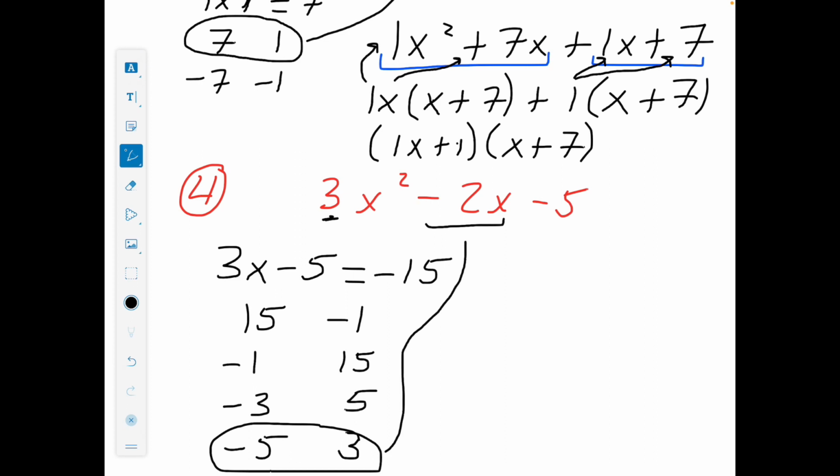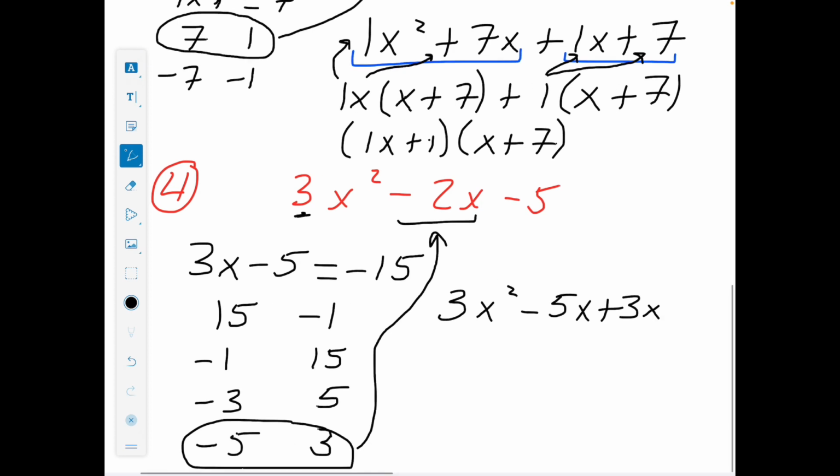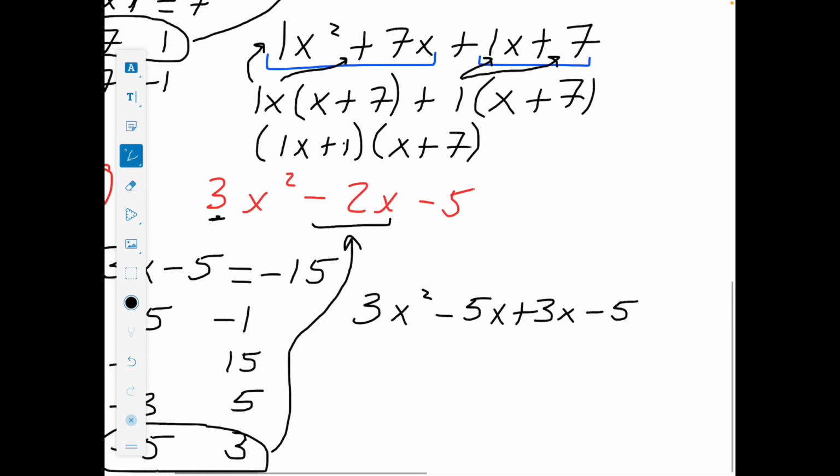Minus 3 plus 5 will give me 2x. I don't want 2x, I want minus 2x. But minus 5 plus 3 will give me the minus 2x. So that's going to be the pair I'm going to choose. So we're going to write out our question. So we'll have 3x squared, and instead of writing that minus 2x, we're going to write minus 5x plus 3x minus 5. Usually it doesn't matter what order you put those in.